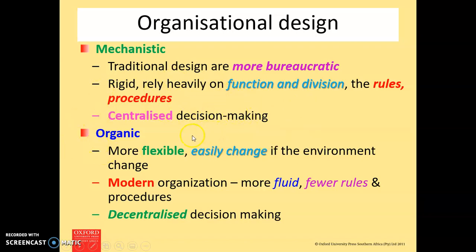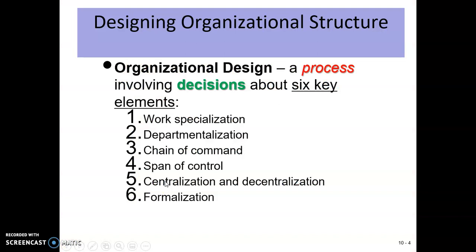As compared to the organic, they are more flexible and change easily if the organization's environment changes. This is why many modern organizations adopt the organic style, because they are more fluid. They have fewer rules and procedures they need to follow. Their decision making is also more decentralized. So these are preferred by many of the modern organizations. Organizational design is a process involving decisions about these six key elements.